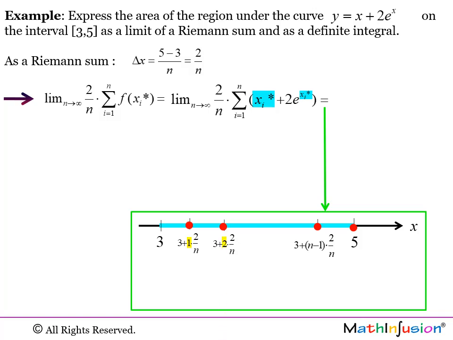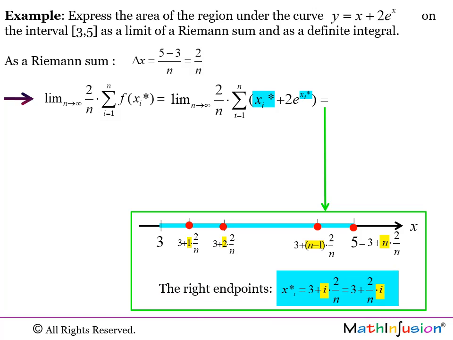I see here the pattern, and I can check it in the last one. If the pattern is 3 plus i times 2 over n, then in the last one i equals n. And indeed, 3 plus n times 2 over n is 3 plus 2, which is 5. It means that x sub i star is actually 3 plus i times 2 over n. I can also write this as 3 plus 2 over n times i.